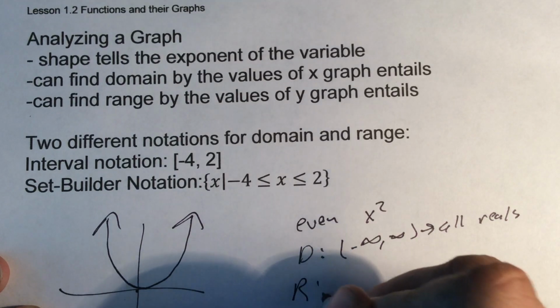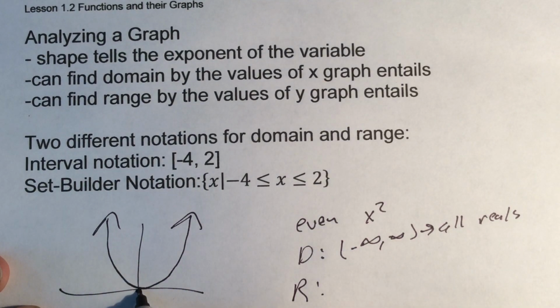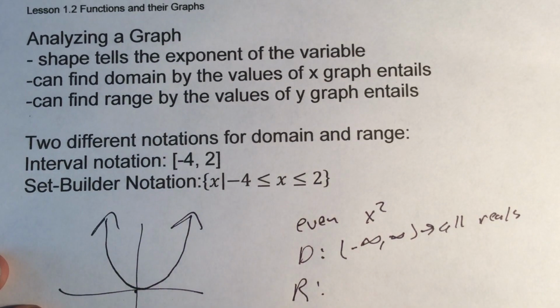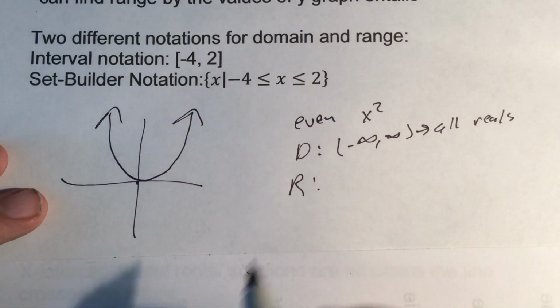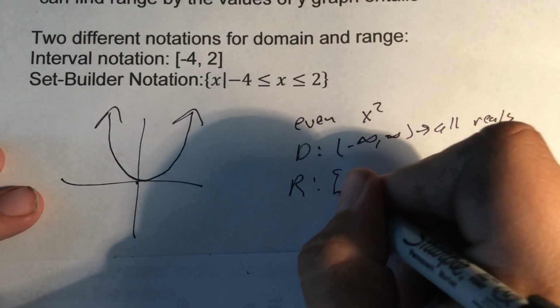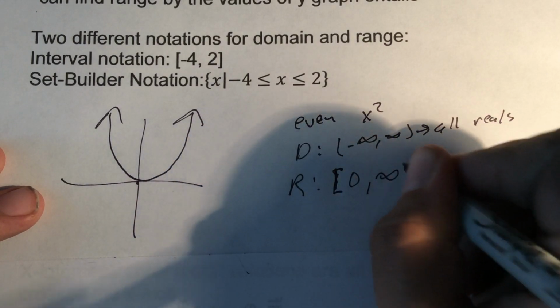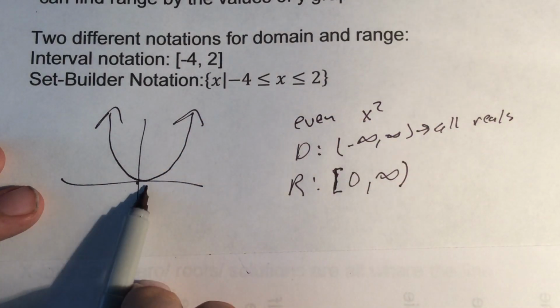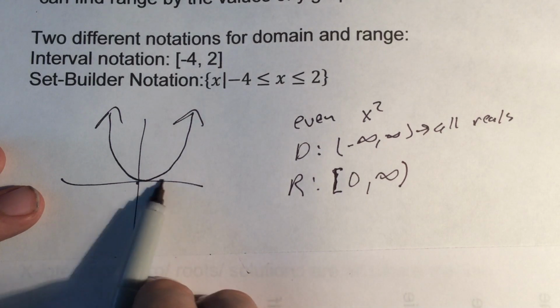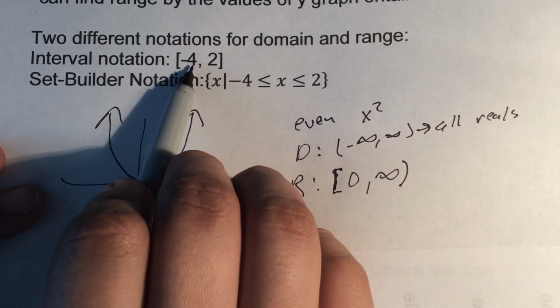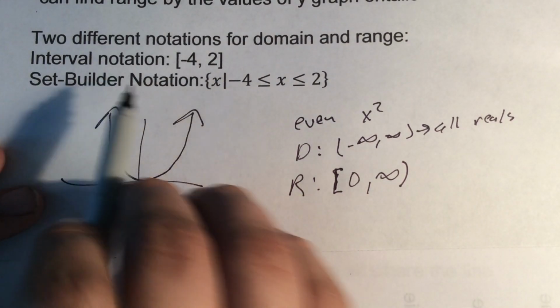Now, as far as range goes, the range would only go from here up because we don't go any further down with our graph. So that's where we would do the bracket 0 to infinity. Because we're not going any lower than 0, we're not going any lower than that line, but yet we're going to go up forever. We have the arrows pointing up. Okay.